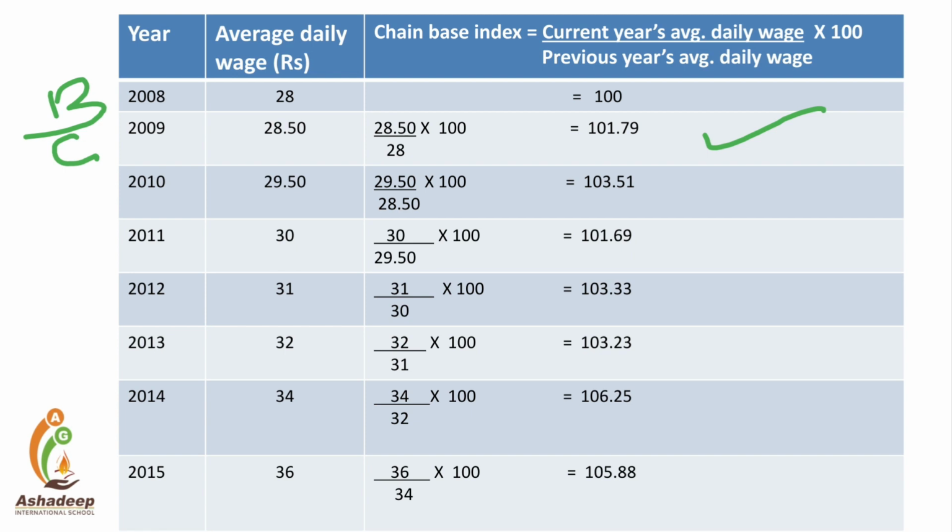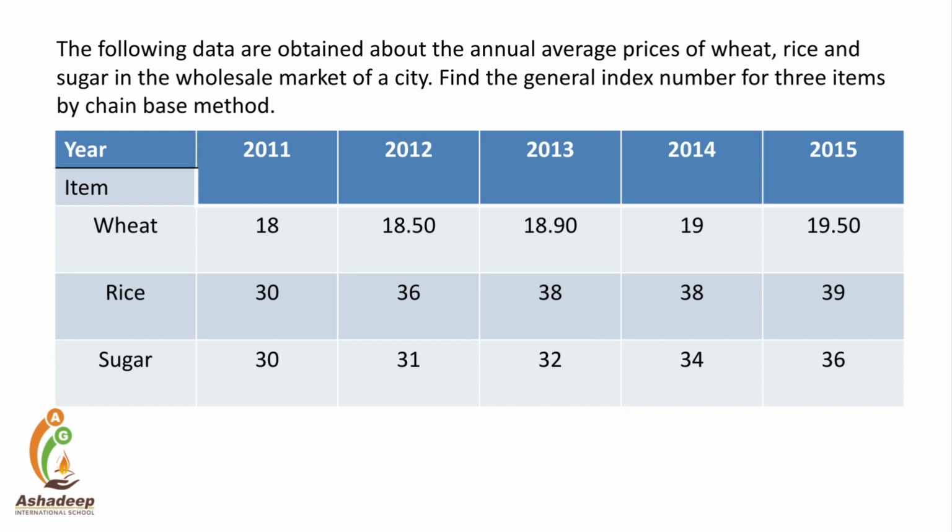Okay, so the rest of these sums, I think now you are capable enough to solve yourself. बाकी का जो सम्स पूरा बचता है, अभी मुझे समझ में आ रहा है कि आप लोग इसको इजीली कर सकते हैं। हम लोग एक और सम सॉल्व करने का ट्राई करते हैं, ठीक है। ज़्यादा टाइम वेस्ट नहीं करते हुए एक और सम लेते हैं, और ये सम आप खुद कर सकते हो। जो पिछला सम था, हम लोग एक नए सम पे ट्राई करते हैं। The question is: the following data are obtained about the annual average prices of wheat, rice and sugar in the wholesale market of a city.